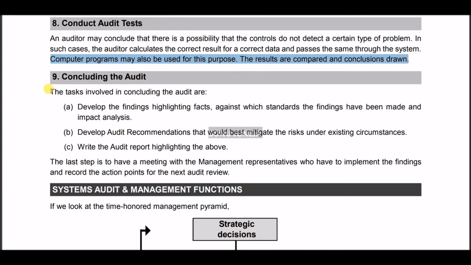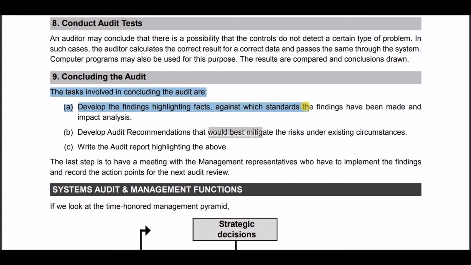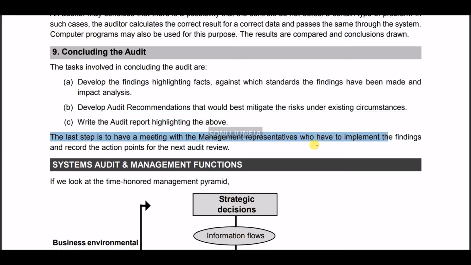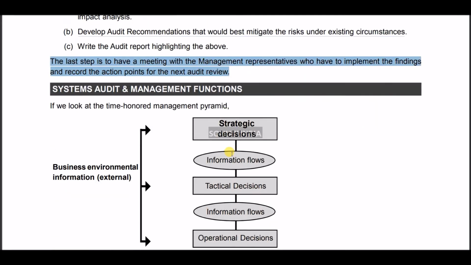Conducting the audit. The tasks involved in conducting the audit are: develop findings, highlighting facts against which standard findings have been made, and impact analysis, that is, what impacts have resulted from that wrongdoing. Develop audit recommendations that will best mitigate the risk of existing circumstances. Write the audit report highlighting the above. The last step is to have a meeting with the management representative who will implement the findings and records the action points of the next audit review.